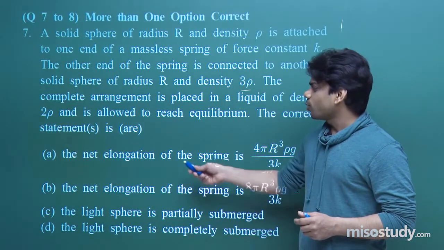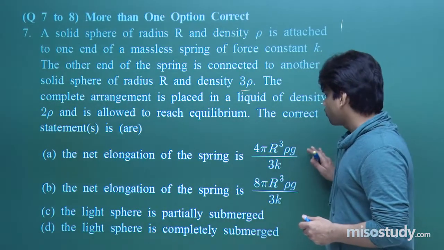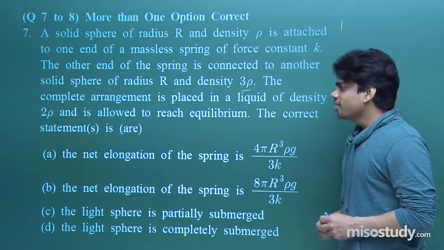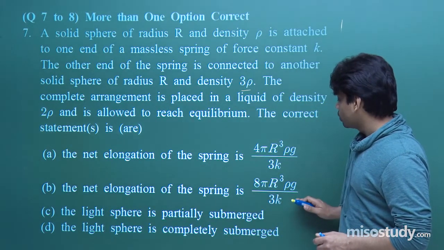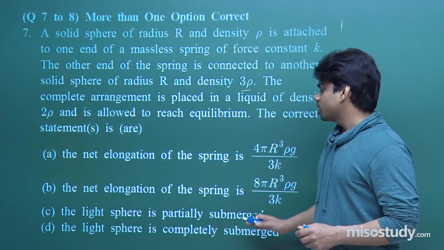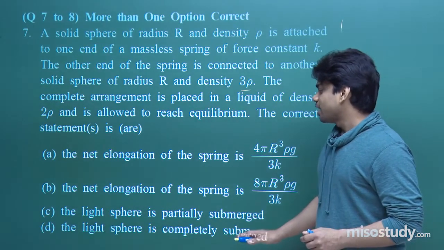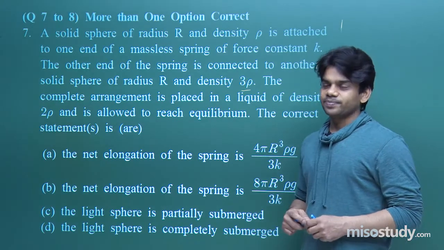It's saying that option A, the net elongation of the spring is 4 pi r cube rho g by 3k. B, the net elongation of the spring is 8 pi r cube rho g by 3k. C, the light sphere is partially submerged. D, the light sphere is completely submerged.